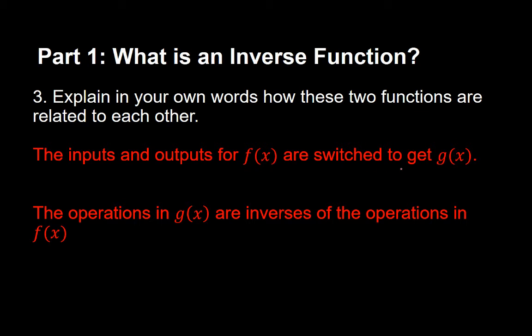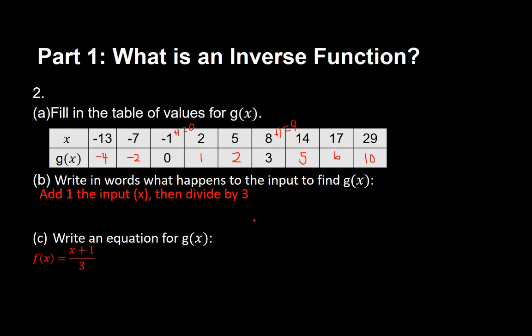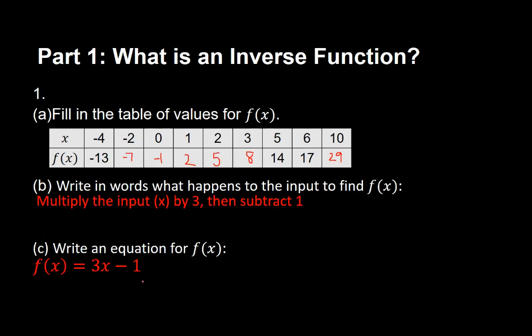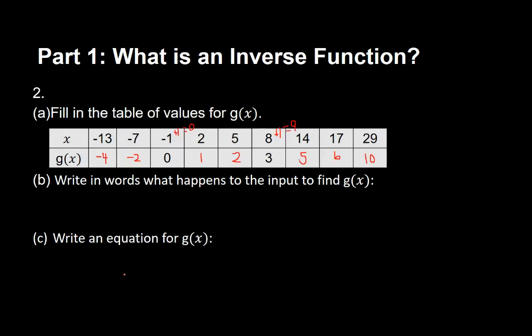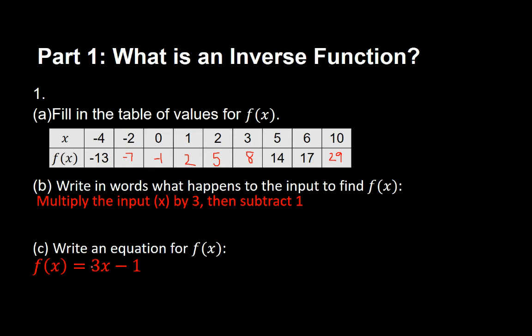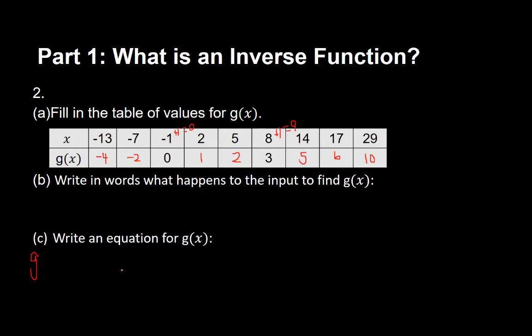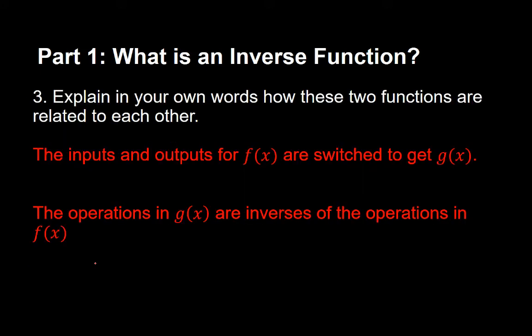And then if we look at the equations, when we go back again, the first equation for f of x was multiply by 3 and subtract 1. And then for g of x, this should say g of x, it was add 1 and divide by 3. So again, this first one had multiply by 3, subtract 1. The next one has add 1, divide by 3. So those are inverse operations. The operations in g of x are inverses of the operations of f of x.